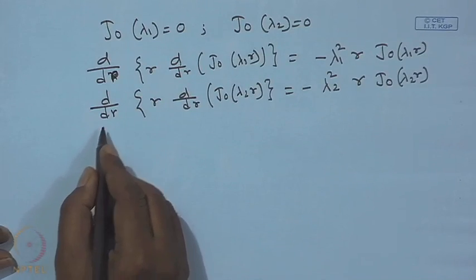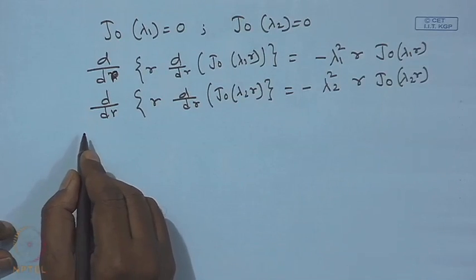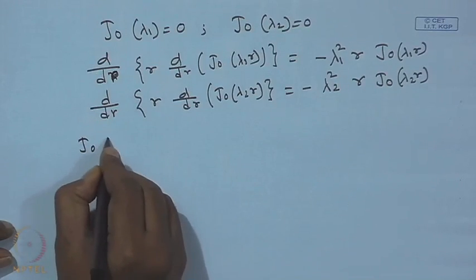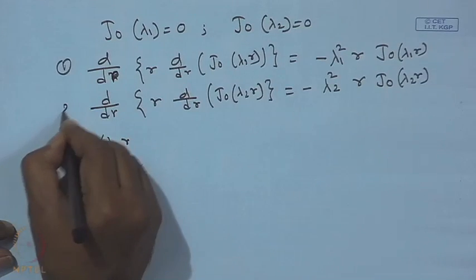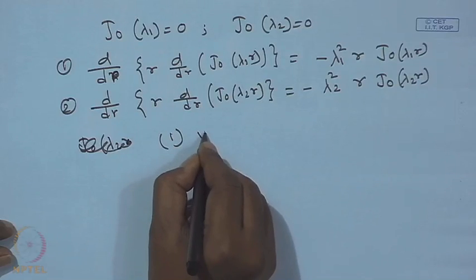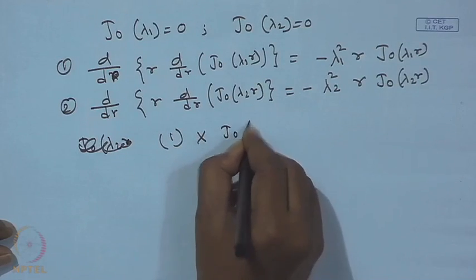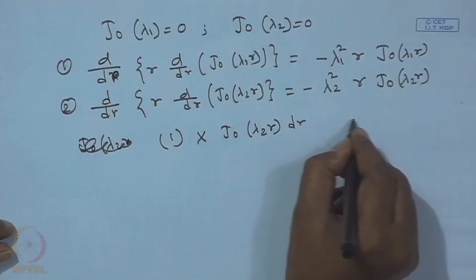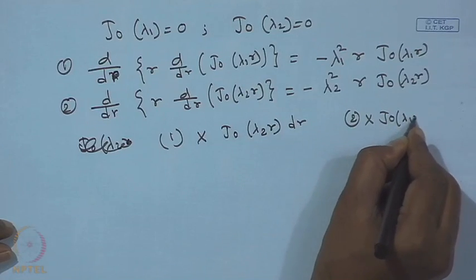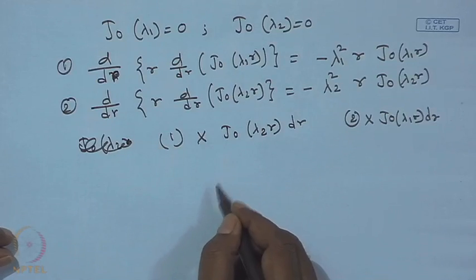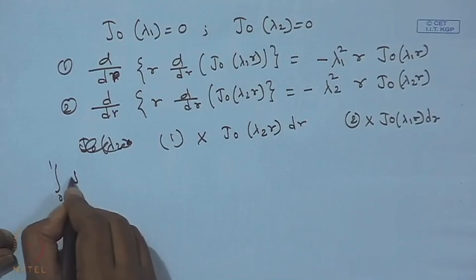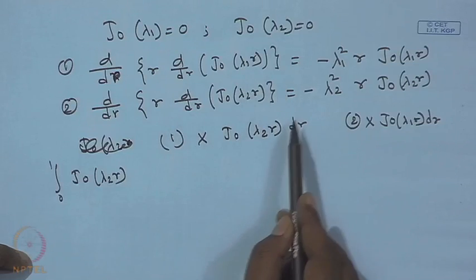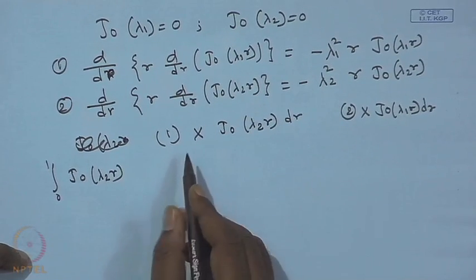Okay. So, this is equation number 1, this is equation number 2. We multiply equation 1 by J 0 lambda 2 r dr and multiply equation 2 with J 0 lambda 1 r dr, integrate over the domain of r and then subtract. So, what we will be getting is the integral from 0 to 1 of J 0 lambda 2 r. So, we multiply this equation by J 0 lambda 2 r dr, multiply this equation by J 0 lambda 1 r dr, then integrate over the domain of r and then we subtract.